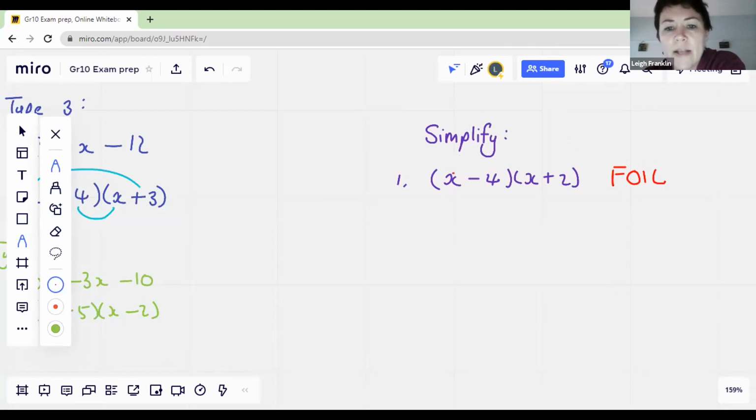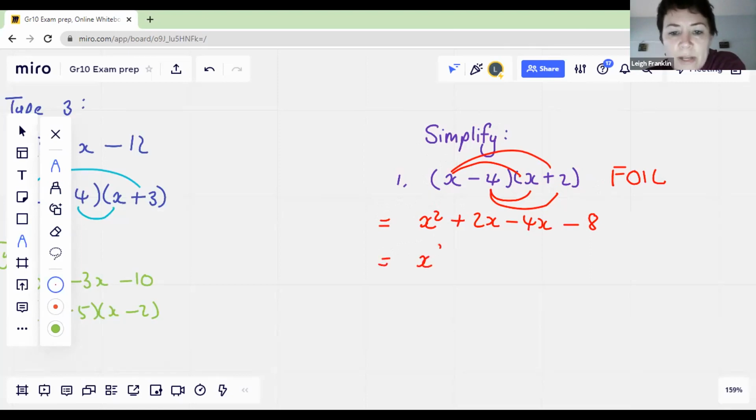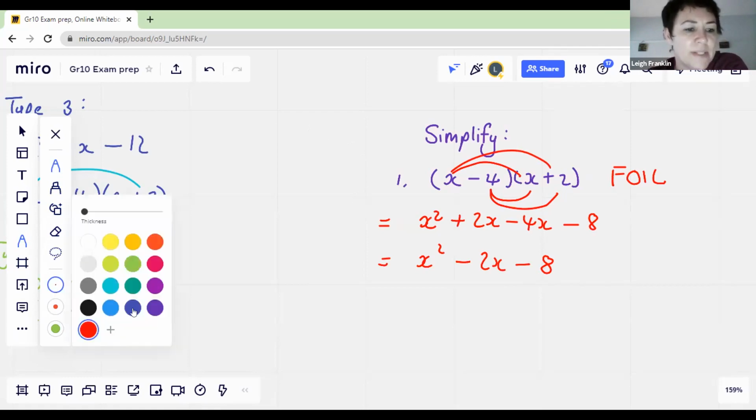Okay, so we would go x times x is x squared, x times 2 is 2x, minus 4 times x is minus 4x, and negative 4 times positive 2 would leave us with negative 8. So simplify means removing the brackets and collecting like terms. So we'd bring down x squared plus 2x minus 4x. We're sitting at plus 2 on the number line. We're moving 4 places to the left. So we're going to end at minus 2x. And then we're going to bring down the minus 8. That's FOIL. Now, when we factorize, we are doing the opposite.